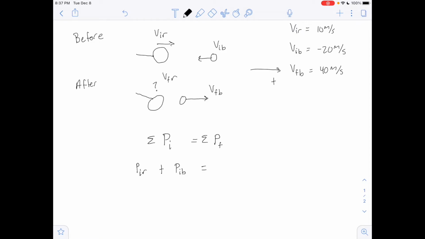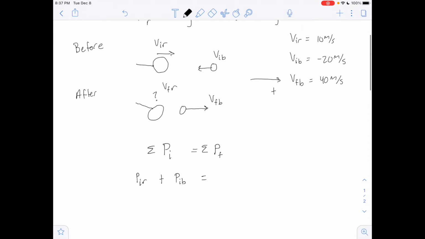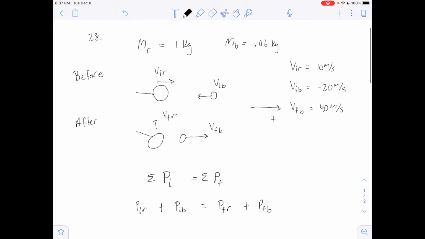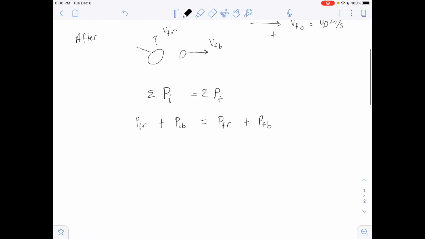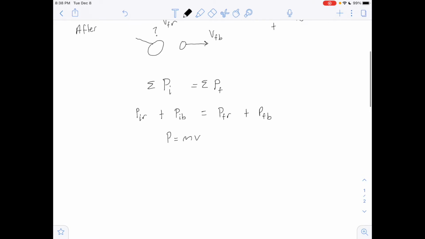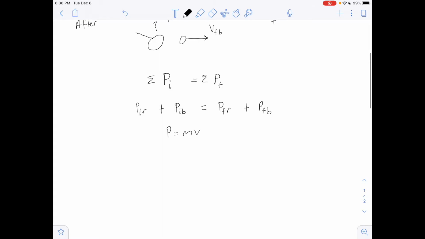And then the final momentum is going to be equal to the final momentum of the racket plus the final momentum of the ball. And then we're given mass and velocity, and we're trying to find a velocity. So we can write out momentum. We're going to use here, momentum is mass times velocity. So for each of these, we can write out m times v.